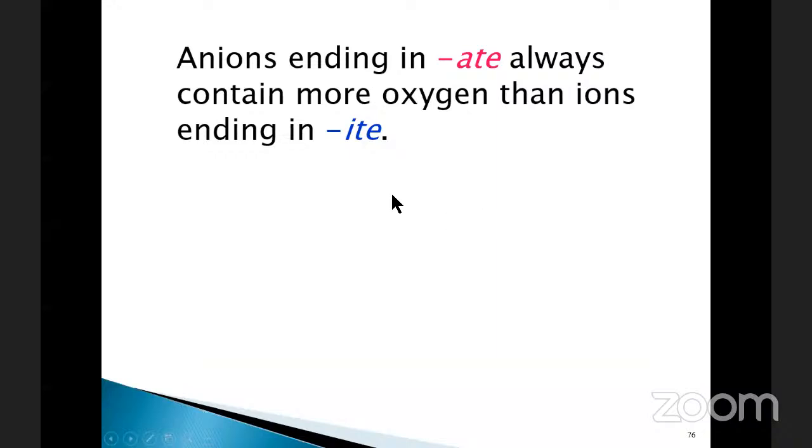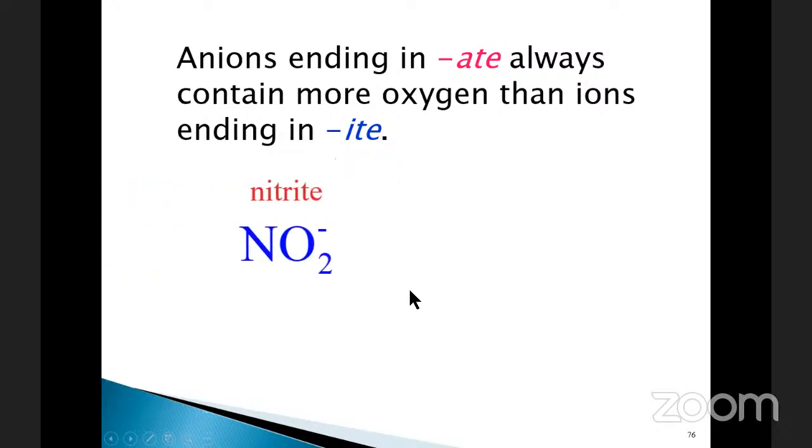All right. Now, let's talk more about the name of these compounds. And there are certain patterns that will emerge. The first of which is mentioned right here. Anions ending in ATE always contain more oxygen than the anions ending with ITE. All right. So you cannot again tell the number of oxygen atoms present, but you can tell that the ATE naming, or the anion ending with ATE, will have 1 more oxygen compared to the anion ending with ITE.